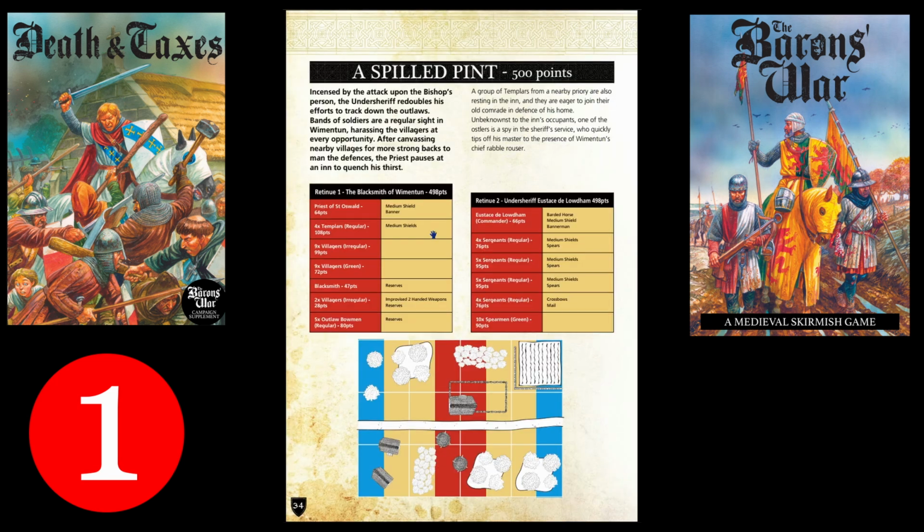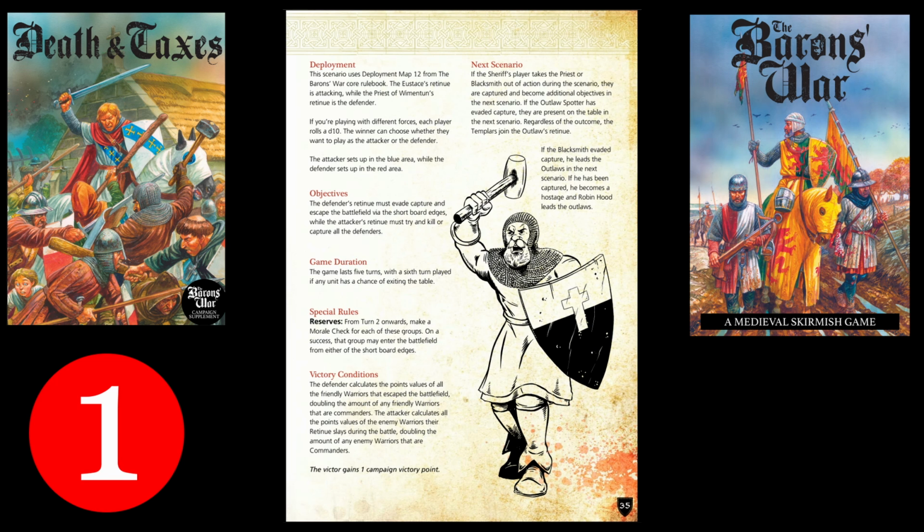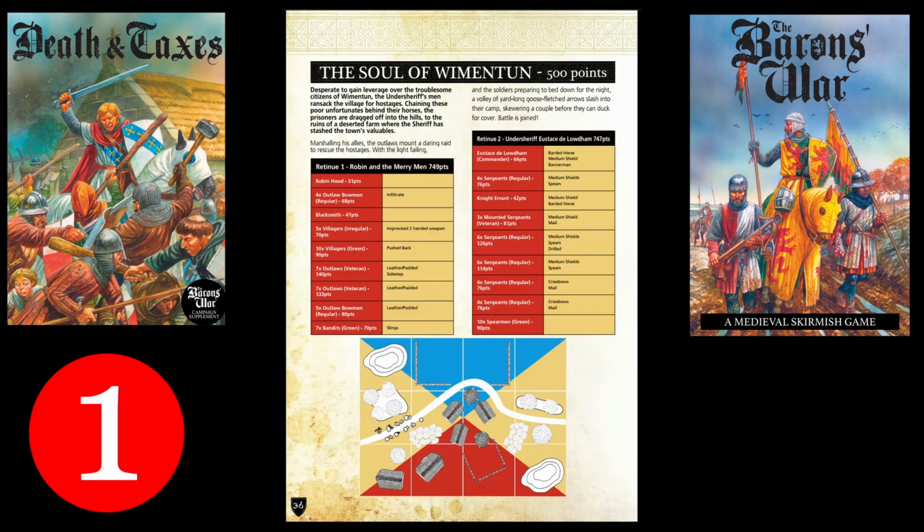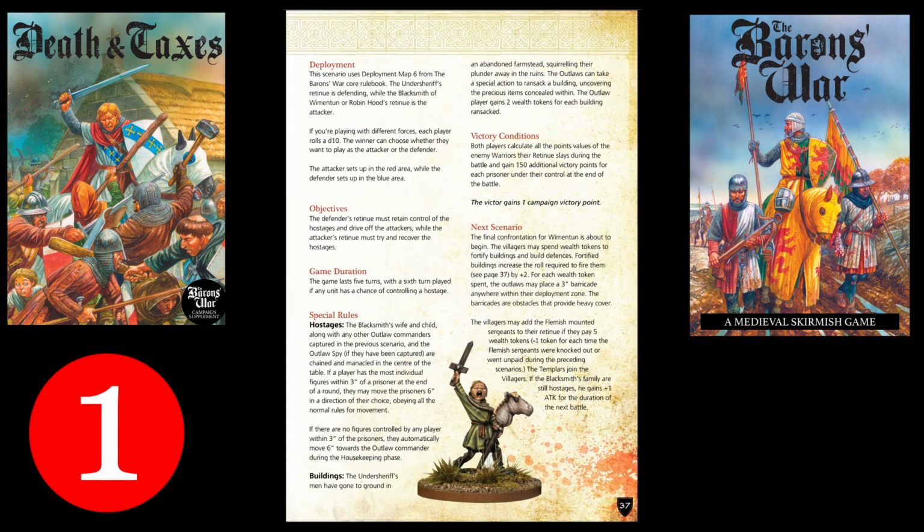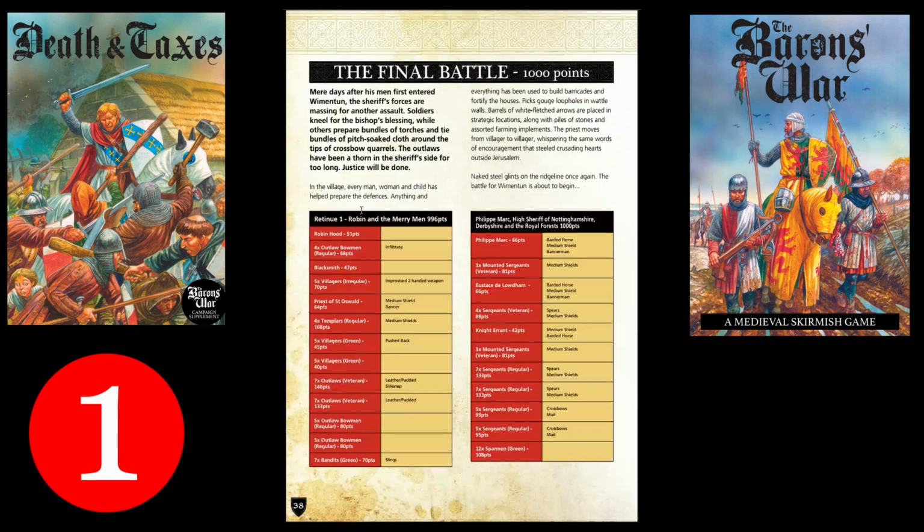A Spilled Pint. It really has a lot of content. You see, already we have 5 battles for this campaign. The Soul of Wimentun, again with the map at the bottom and the armies here. I think you're familiar with this from the other showcases. Deployment, special rules, and the scenario for the final battle of 1,000 points that you're fighting.